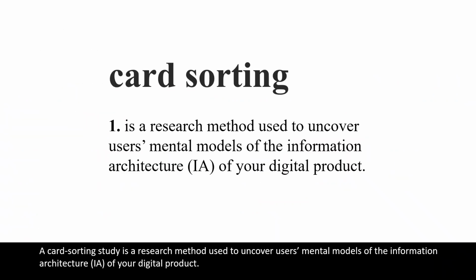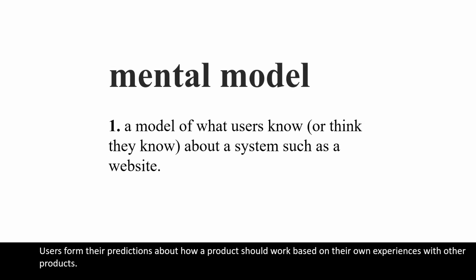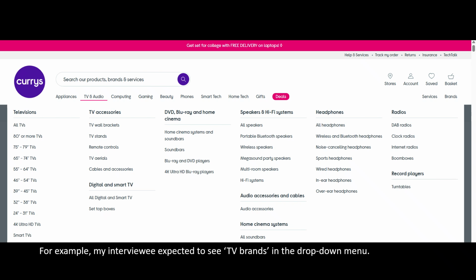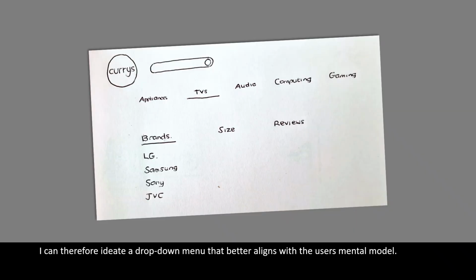A card sorting study is a research method used to uncover users' mental models of the information architecture of your digital product. Users form their predictions about how a product should work based on their own experiences with other products. For example, my interviewee expected to see TV brands in the drop-down menu. I can therefore ideate a drop-down menu that better aligns with the user's mental model. As you can see in this sketch here, I've actually included brands.